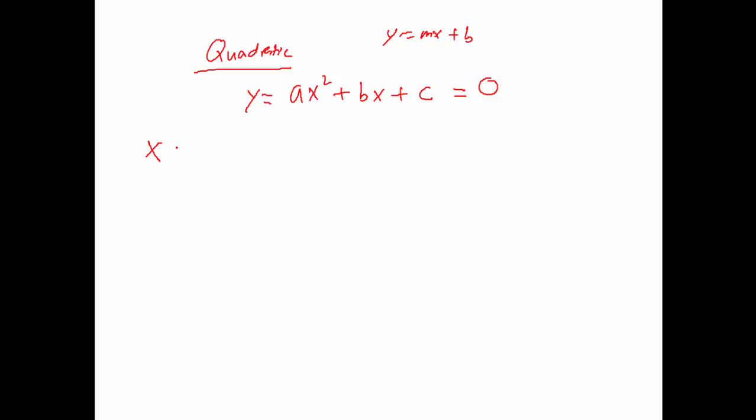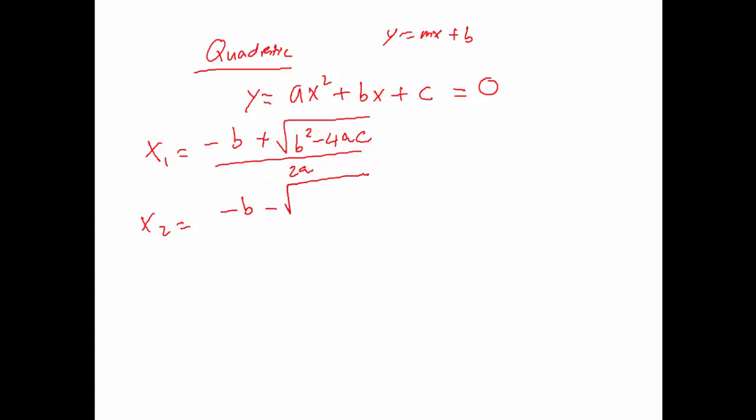The first one is minus b plus the square root of b squared minus 4ac, over 2a. The second solution is minus b minus the square root of b squared minus 4ac, over 2a. The difference is the plus and minus here. The reason we have two solutions is that this is a quadratic, or x to the second power, so we must have two solutions to satisfy this equation.